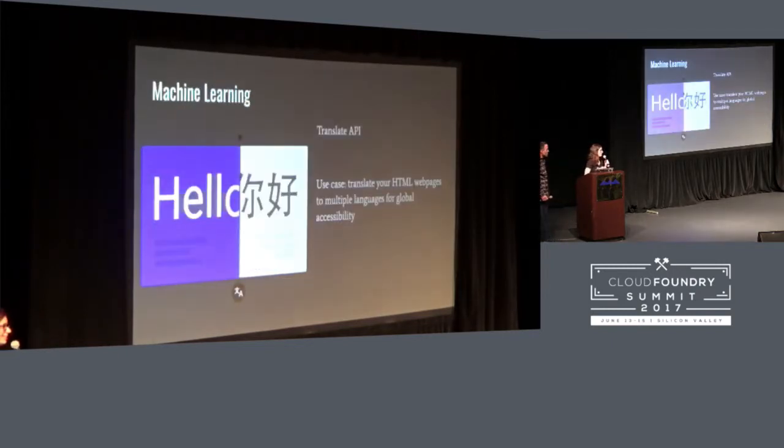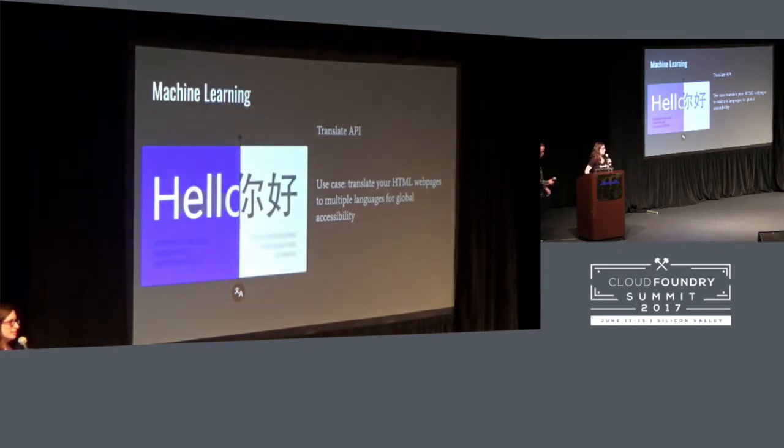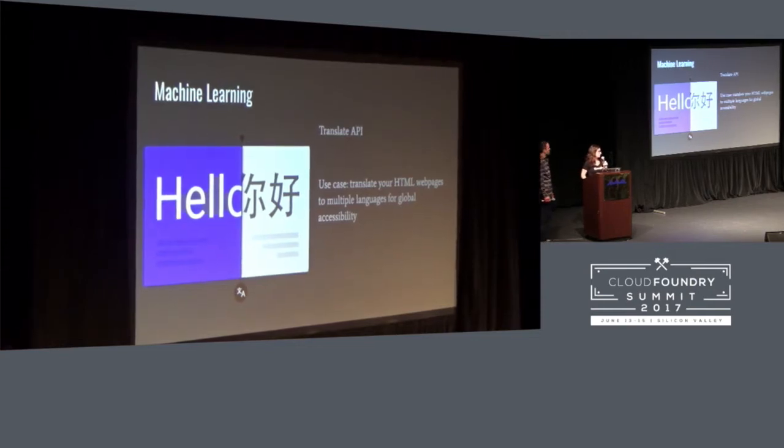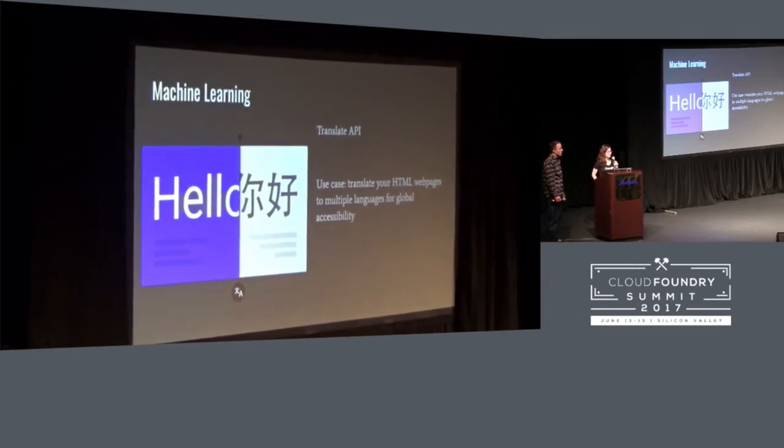So I'm going to start with walking through some of the other machine learning APIs that are available. The Translate API, probably a lot of you are familiar with, takes either plain text or HTML documents and translates them to a variety of different languages. So a possible use case for that would be just translating your own website. Just upload your HTML pages, run them through the API, and out pops a globally accessible website.